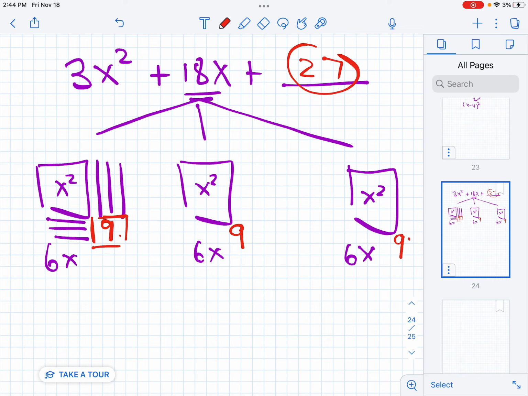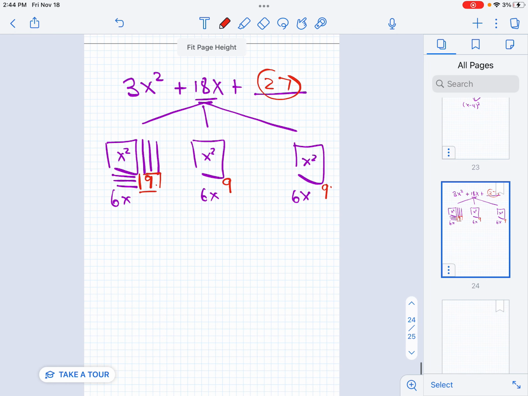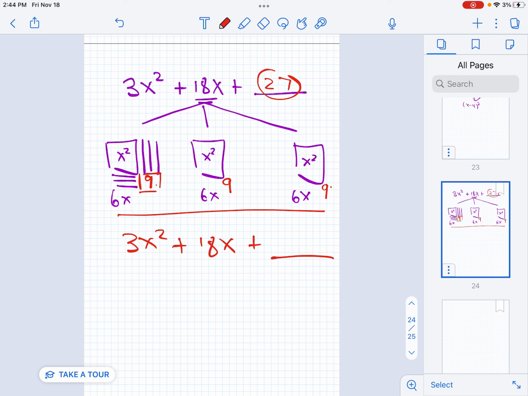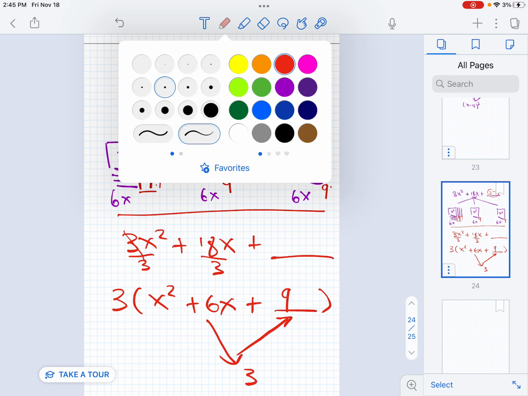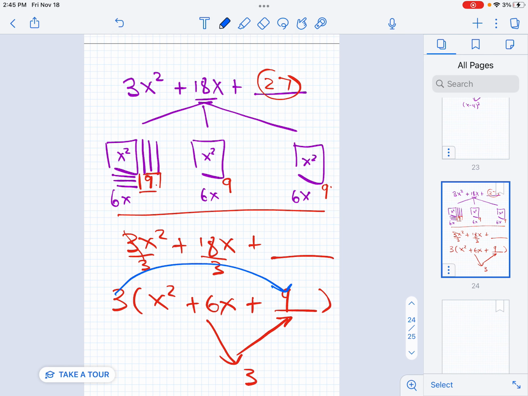Now let me just show you how to do this algebraically. What if I do it this way? 3x squared plus 18x plus blank. I'm going to divide everything by 3. I want to just get rid of that, divide everything by 3. So I've got x squared plus 6x plus blank. Now I'm going to do half of 6 is 3. Then I'm going to square it and get 9. Finally, to finish my question off, I'm going to get 3 times 9, and that gives me the number 27. Just like I got 27 here.